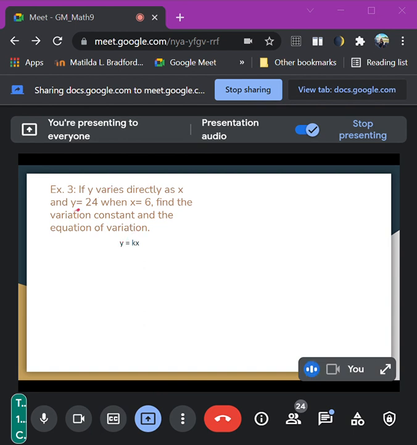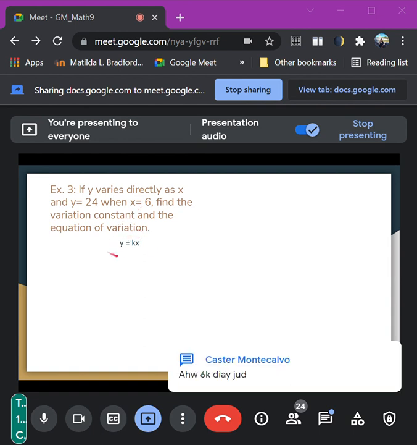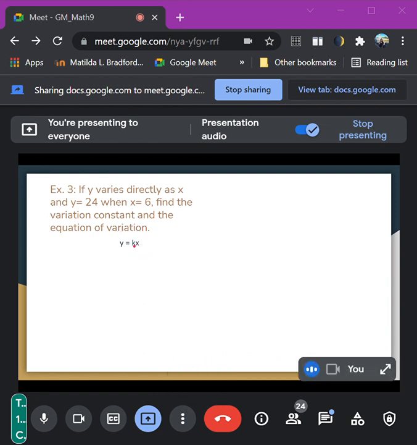And then here, they gave the given, which is y is equal to 24, and then x is equal to 6. If we substitute everything here, class, you cannot solve because you don't have k there. You only have y and x to substitute here. So the question here, class, is you are going to find the variation constant. So find the variation constant.